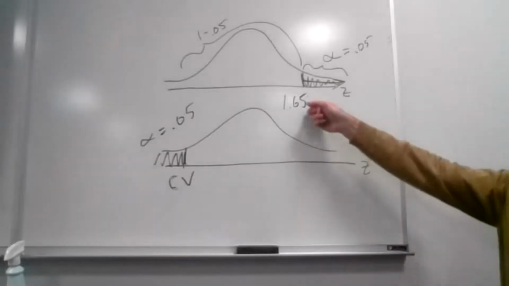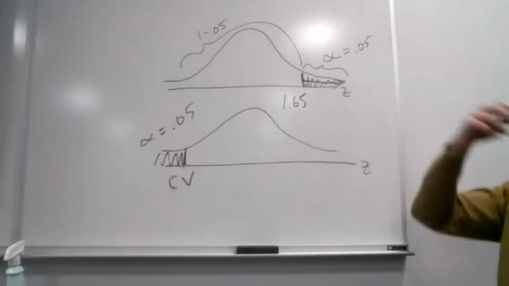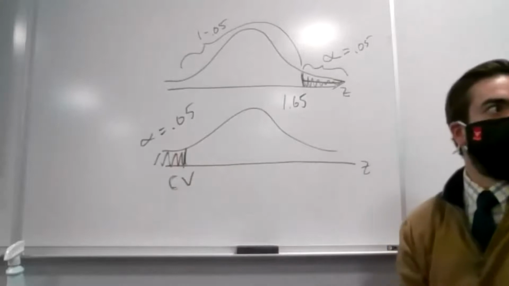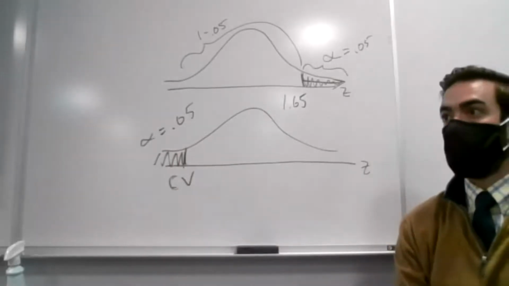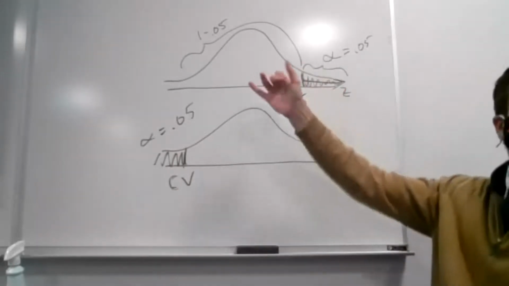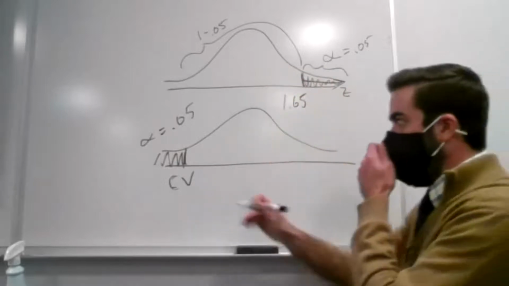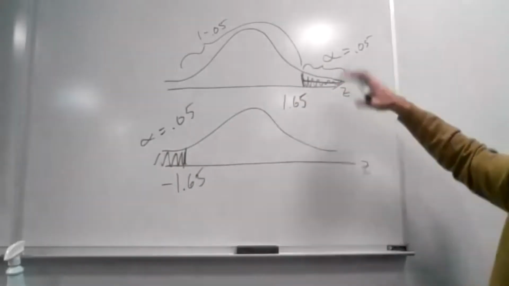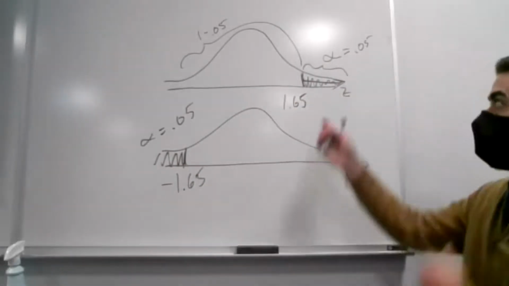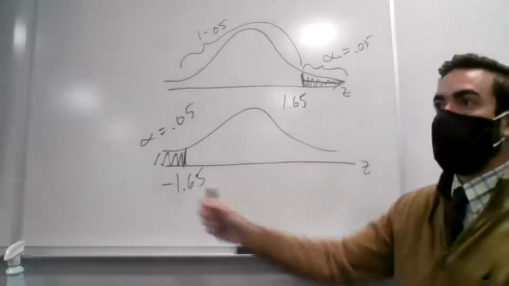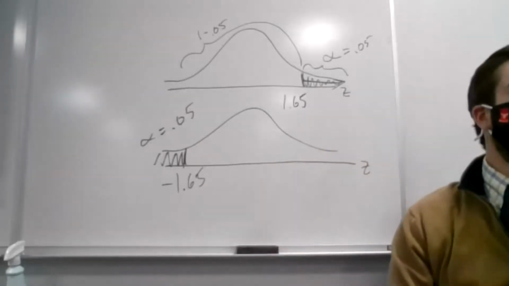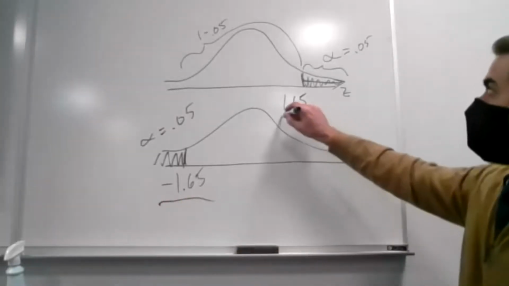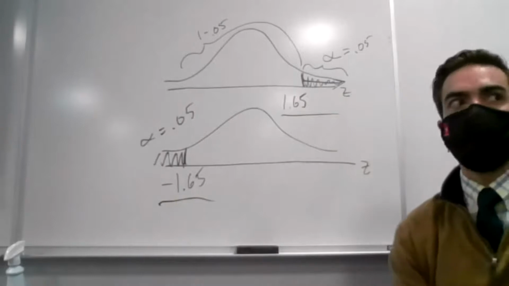The area to the right of a z-score of 1.65 is 0.05. What z-score would give me an area to the left of 0.05? Yeah, this is a symmetric distribution, right? I'm dealing with that standard normal distribution. So I know that it'd actually be the exact same value if I'm looking at the same significance level. But for a right-tailed test, it would be positive. For a left-tailed test, it would be negative. Right? So for my left-tailed tests, I'm always going to have negative critical values. For my right-tailed tests, I'm always going to have positive critical values. Okay?